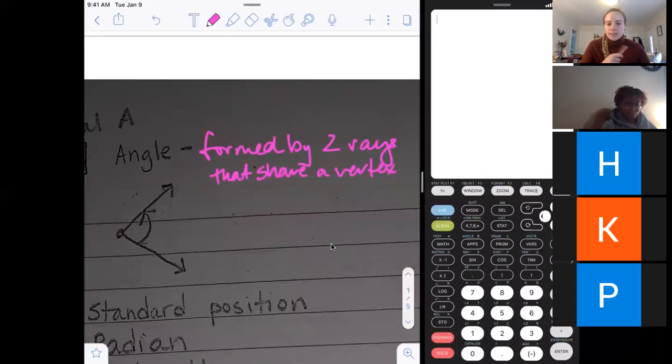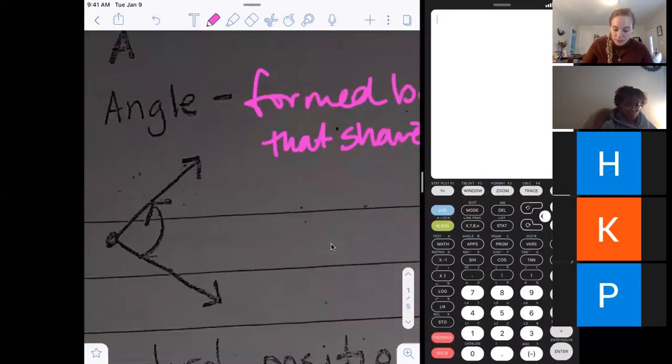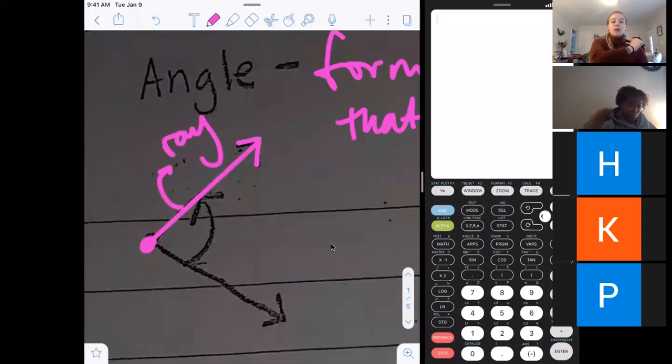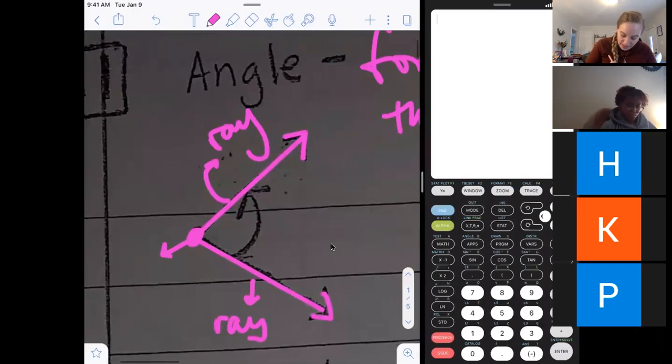An angle is formed by two rays that share a vertex. To remind us about what you learned like day 2 of geometry, so I know that you've slept between now and then or blacked it out of your memory, a ray is formed by a point and then an arrow on the other side. So it stops in one direction, but then goes on and on forever in the other. And so I've got two rays, two points, two arrows going in opposite directions. This is also a ray. And then the point that they connect at is my vertex.